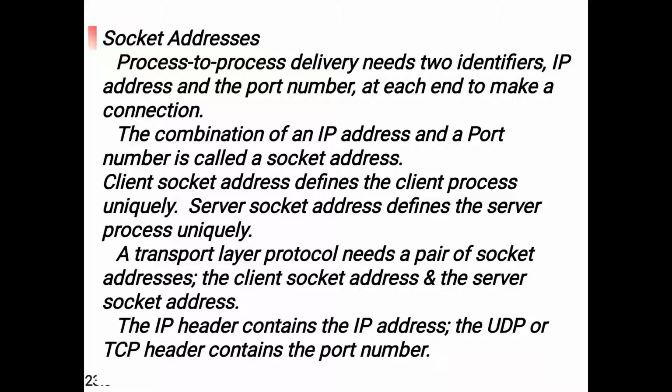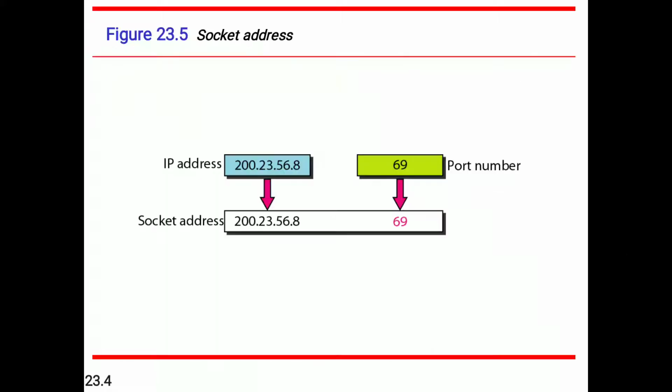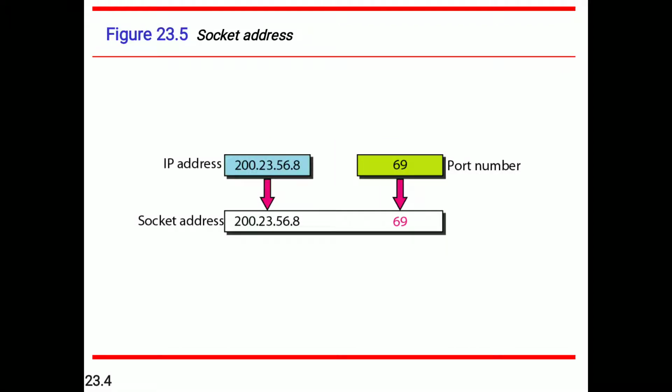The IP header contains the IP address. The UDP or TCP header contains the port number. This is one example of a socket address. The IP address and port number are used for forming the socket address.